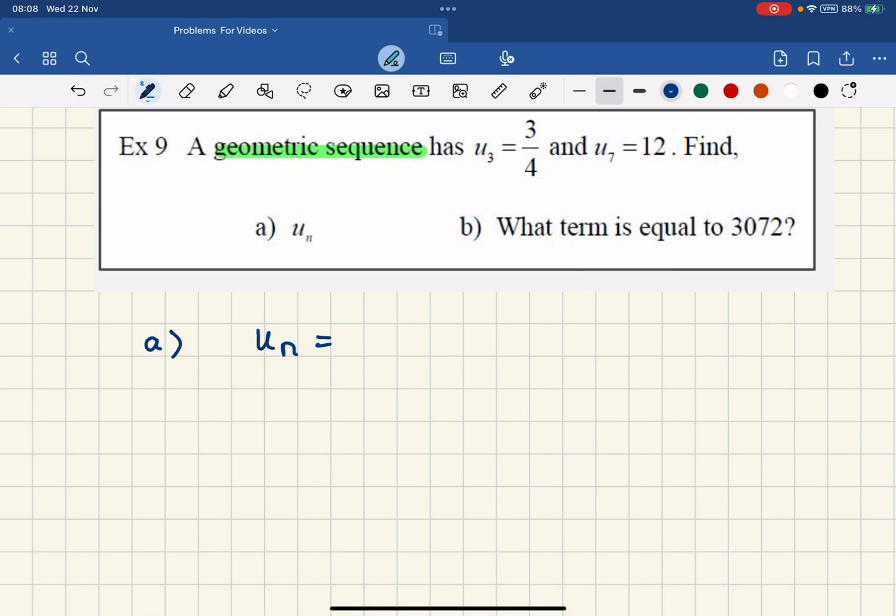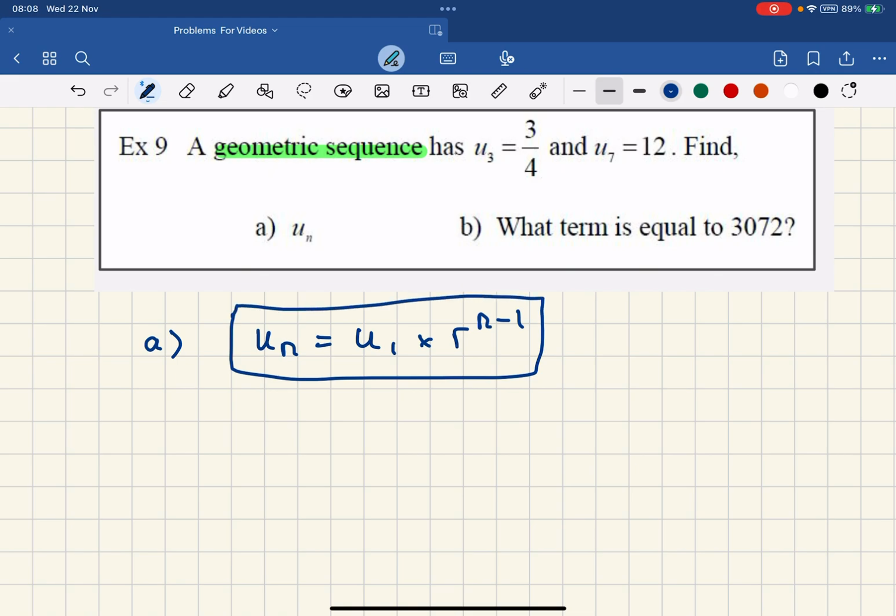un is equal to u1 times r to the n minus 1. That's what I'm trying to find. I'm going to try and find r and u1 as my final answer. But what it also means is I can get u7, which is 12, by taking u3 and timesing it by r 4 times. So u3 times r will give me u4, times it by r again, it will give me u5, etc., etc.